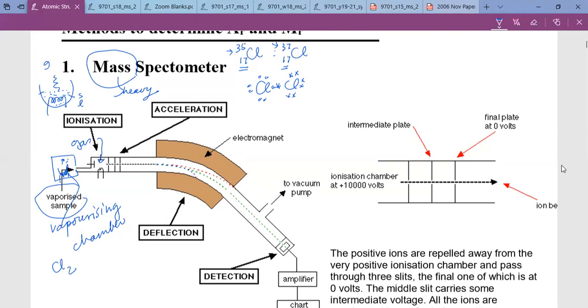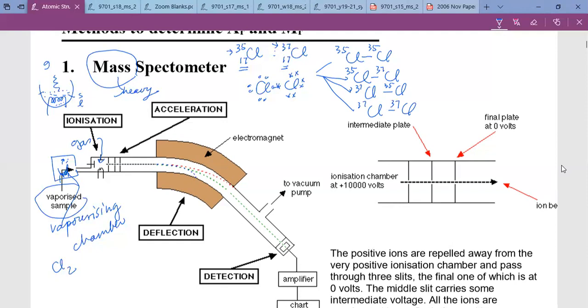So this is 35. The first choice is Cl35 and Cl35. The second choice is Cl35 and Cl37. Of course, I can also have Cl37 and Cl35. These are the possibilities of choices, not probability. The last one, of course, is Cl37 and Cl37.